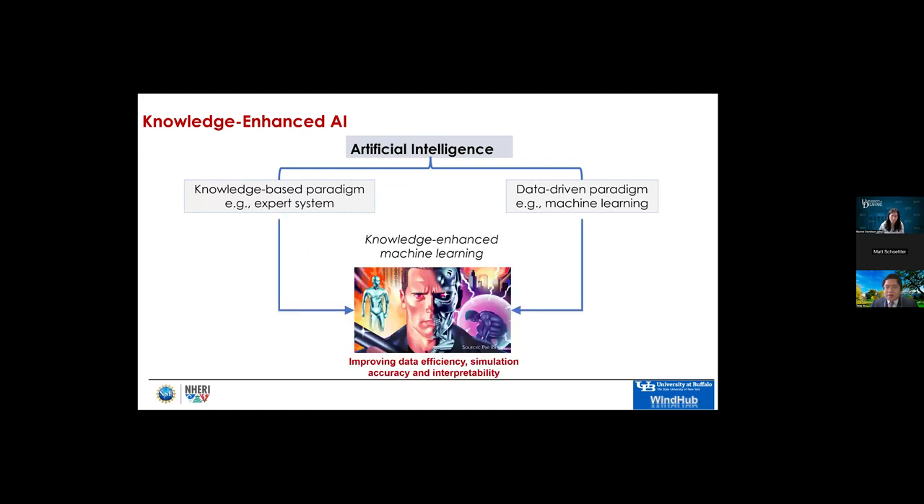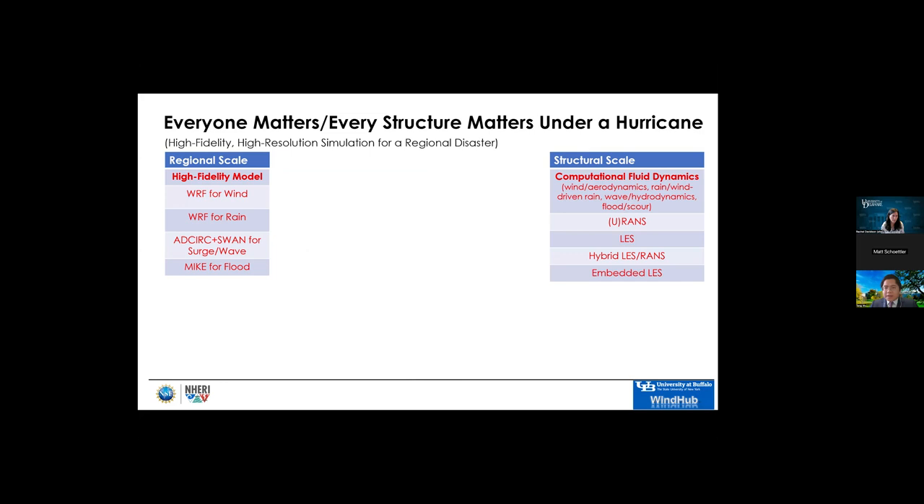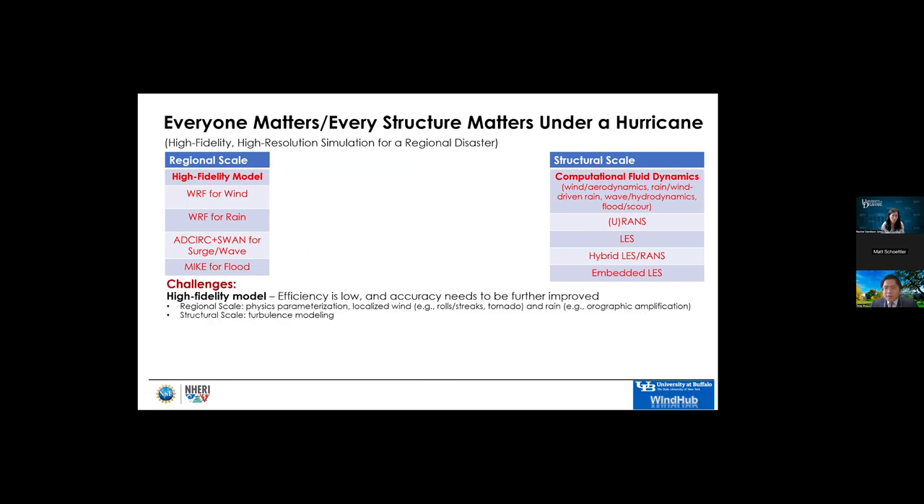So essentially, we think that knowledge-enhanced machine learning is a very good tool to facilitate the simulation, but we still have a couple of challenges for hurricane simulation. We have a high fidelity model at the regional scale. We also have a high fidelity model at the structure scale. But the challenge for those high fidelity models is that the efficiency is low and the accuracy still needs further improvement.